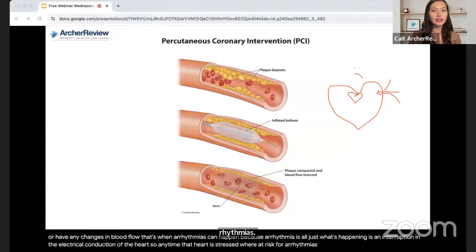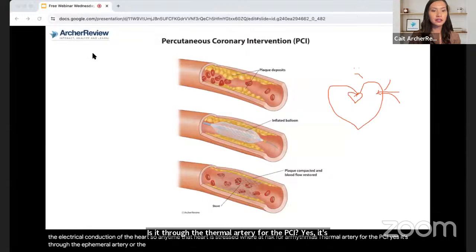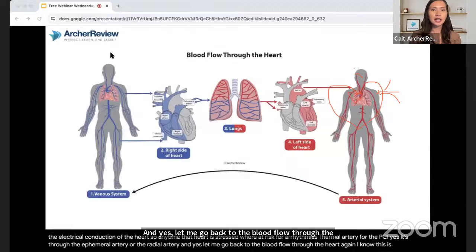Is it through the femoral artery for the PCI? Yes, it's through the femoral artery or the radial artery. And yes, let me go back to the blood flow through the heart again. I know this is hard stuff.